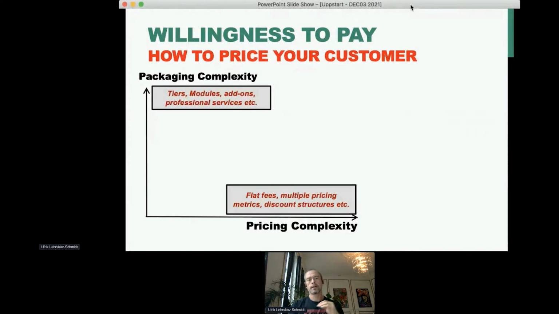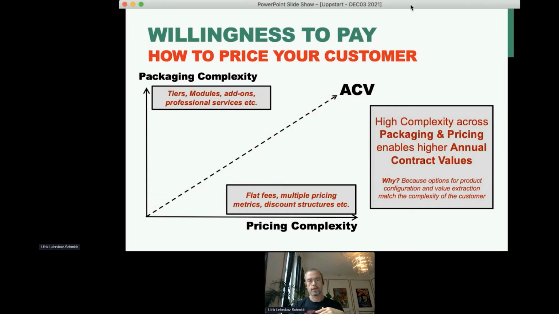So with these 2 in mind, having packaging complexity and pricing complexity, we actually get to increase our annual contract value. Meaning that if your annual contract value is relatively low, a few $1,000s a year, then you don't need a lot of packaging complexity or pricing complexity. Maybe you have 1 or 2 tiers and one pricing metric, just a basic price per user, and that's fine.